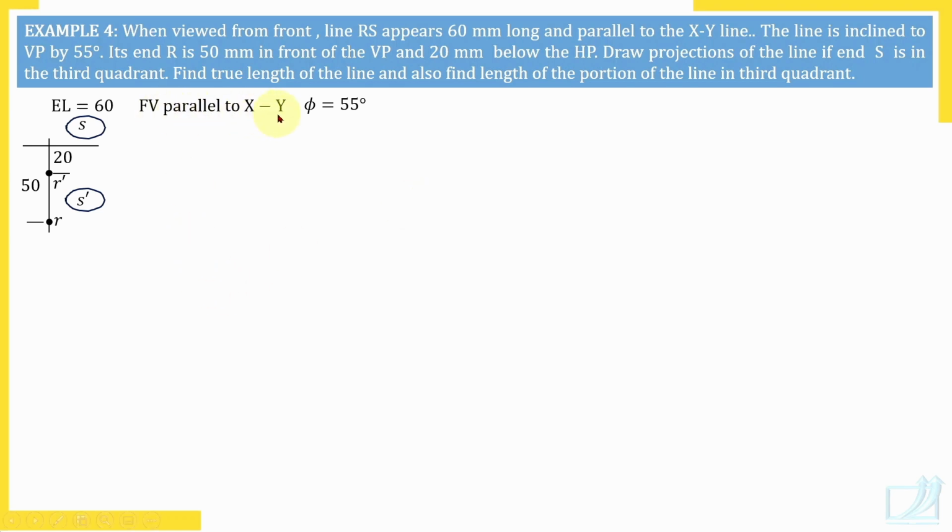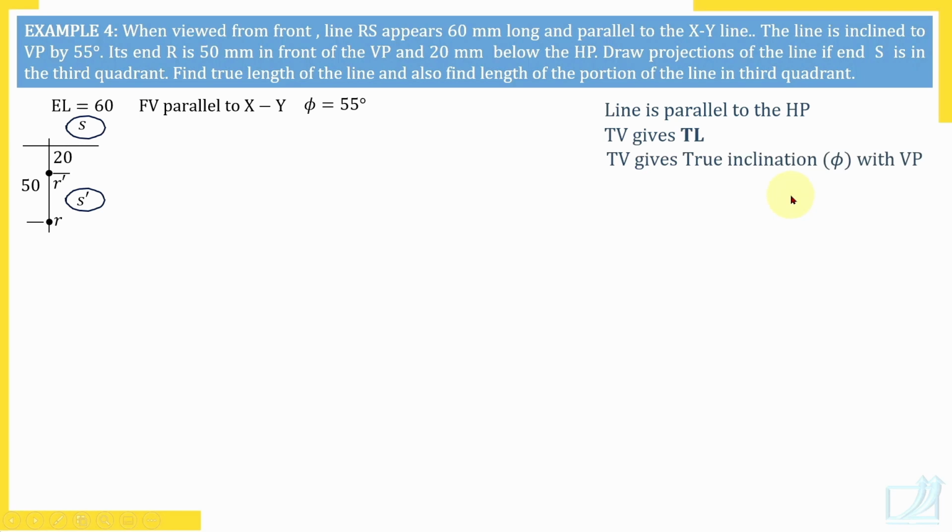Now, front view parallel to XY line. This information in the problem suggests immediately that the line is parallel to HP, because front view gives detail with respect to HP. So the line is parallel to HP, and that means top view gives true length and true inclination. How do you label the top view? Here it is a line RS, so top view is RS and front view is R dash S dash, labeled with small letters. So this top view RS has true length and true inclination, and front view R dash S dash is parallel to XY line, and this information is enough to continue.